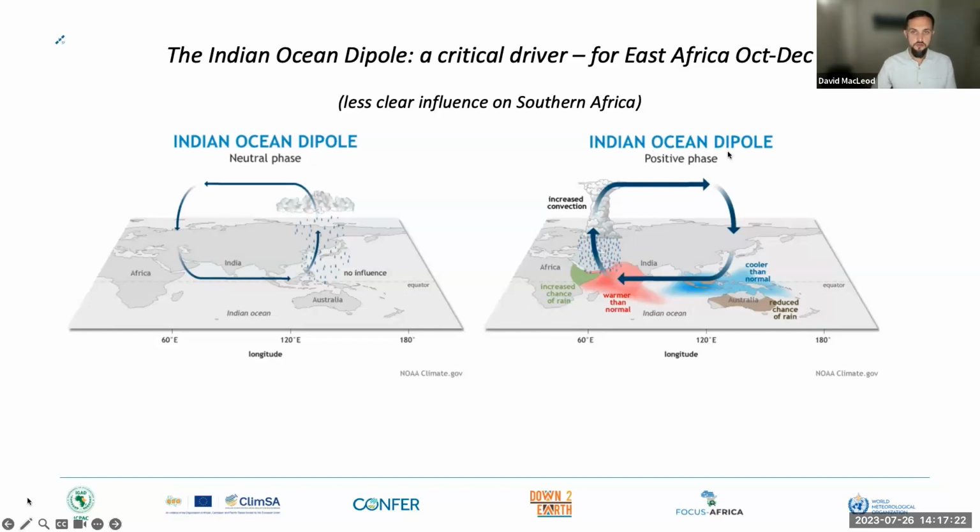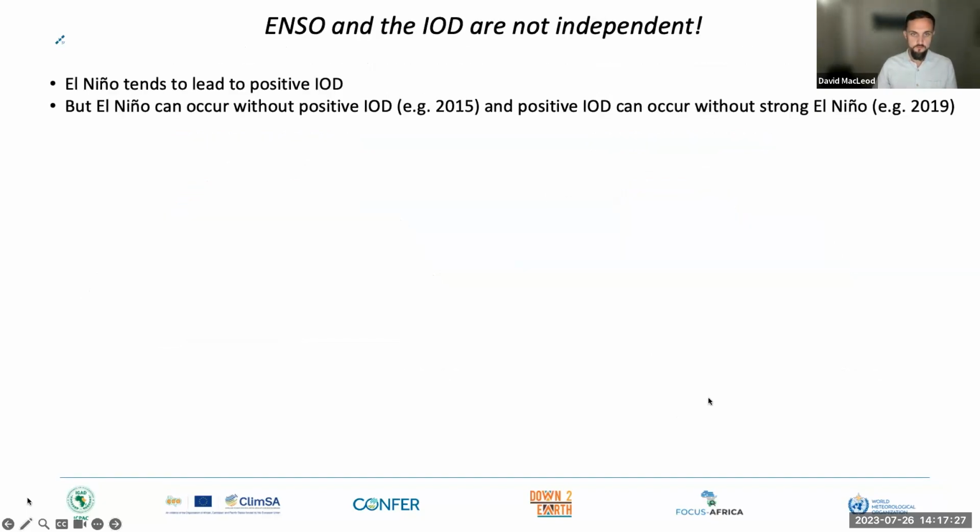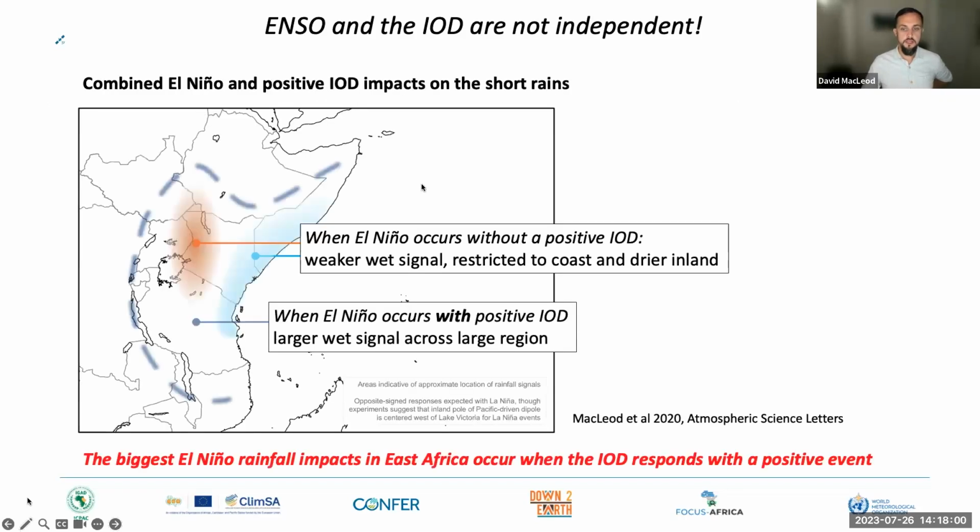So when the IOD, the Indian Ocean Dipole, is in a positive phase, we expect much more rainfall over East Africa. These two things are really intricately linked. ENSO and IOD are not completely independent. They're not completely dependent though. When there's an El Niño, we tend to get a positive IOD, but we can get El Niño without a strong positive IOD, like we saw in 2015. And a positive IOD can occur without a strong El Niño, such as 2019. I'll talk some more about that later.